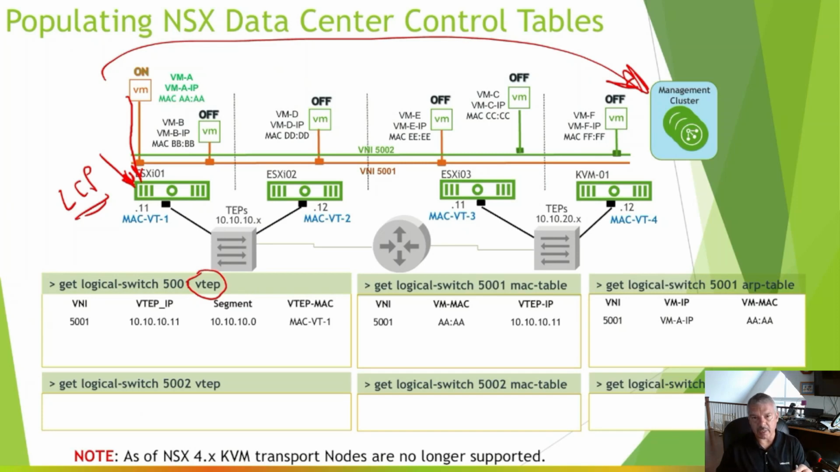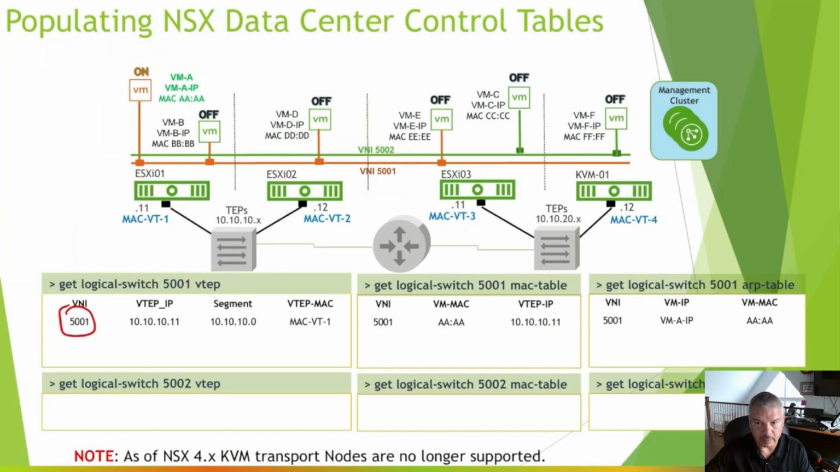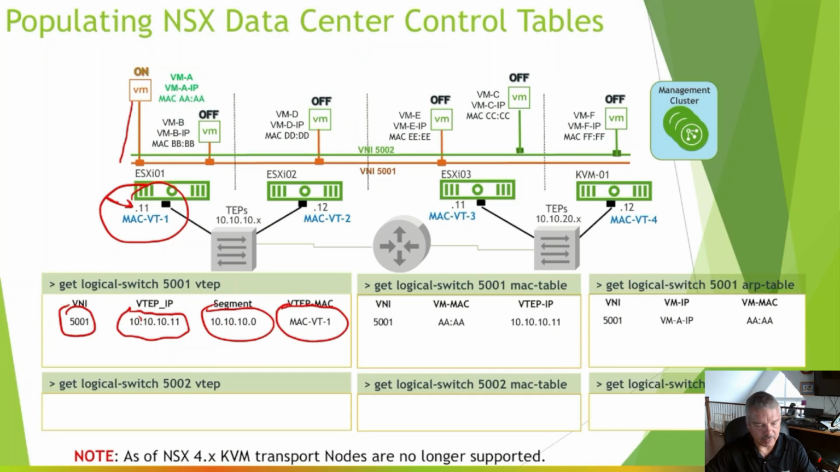So it's going to basically send out a TEP report to the central control plane saying, hey, I got VM1 powering on right now on segment 5001, the red segment, right? You need to update your TEP table. So it's going to populate the TEP table. What do we see here? We have the VNI ID, great, 5001. We see the TEP IP. So this VM is utilizing this TEP, which is 10.10.10.11 right there. This is the subnet it's on. And then what's the MAC address of the VTEP? Well, this is MAC VT1. So this is what I would expect to see in the tables.